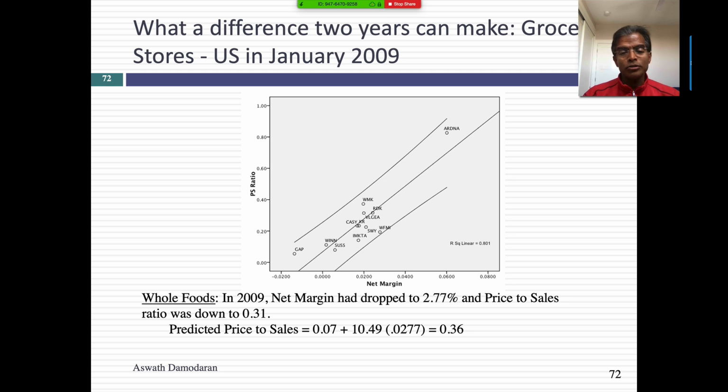Let's move forward, 2009. Whole Foods had a couple of bad years. I redid the analysis, same grocery stores, and I drew the lines again. Do you see where Whole Foods is now? It's actually towards the bottom end of the spectrum. It's gone from being the most expensive grocery store to the cheapest grocery store. It doesn't fall below the line, but on a relative basis, it's the cheapest grocery store. Again, I've controlled for margins. Its margins had decreased, and with those decreased margins, it should be at 0.36 times revenues. It's actually trading at 0.2 times revenues. Whole Foods has gone from the most overpriced stock to the most underpriced.